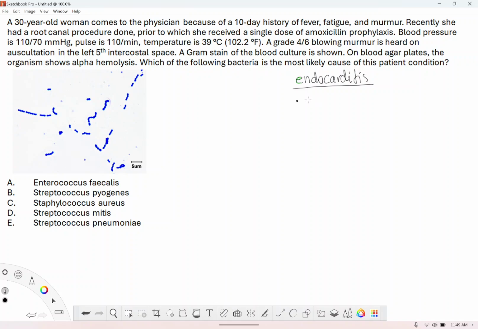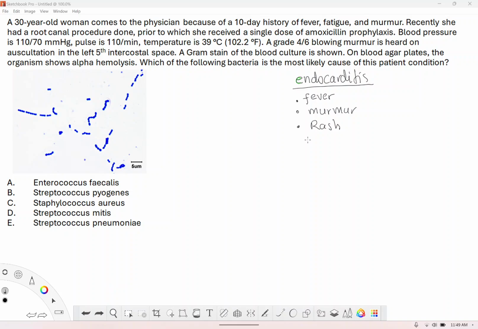So the question is talking about endocarditis. In endocarditis, this is what I expect. I would always expect fever. I would always expect rash. Actually, let me do murmur first and then rash, because rash has components to it. I'll always expect murmur, and then I'll expect a rash. So these three make me suspicious that it is endocarditis.